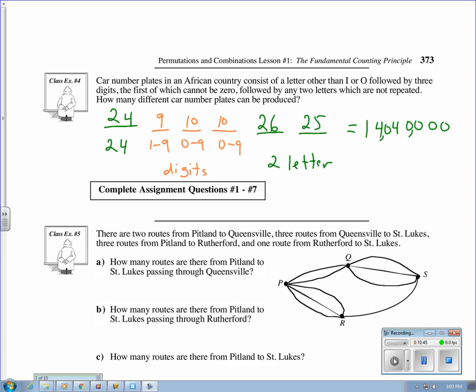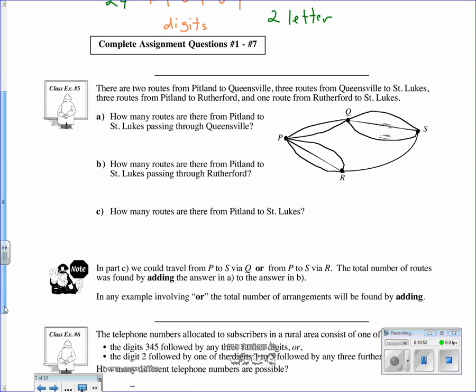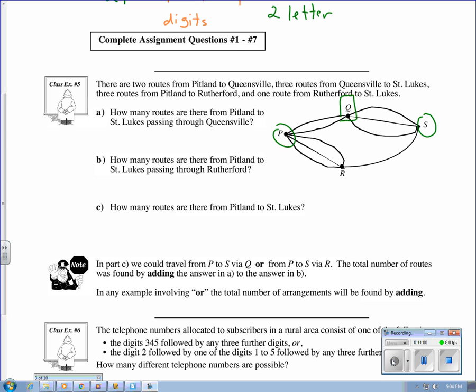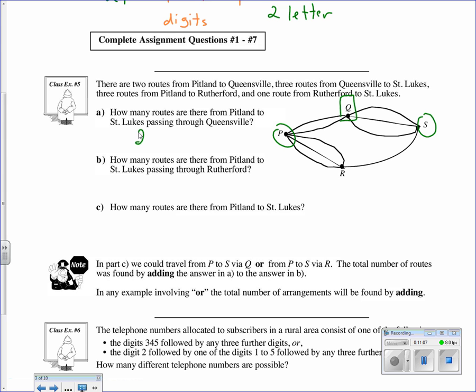So another problem-solving style involves routes or pathways to get to places. How many routes are there from Pittsland to St. Luke's passing through Queensville? Take a look at the map. So if I look at my choice discussion, from Pitland to Queensville, there are 2 different roads I can take. And then from Queensland to St. Luke's, there's 3 different choices that I can take. So multiplying my choices gives me 6.